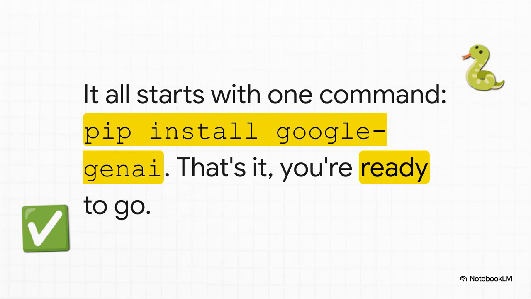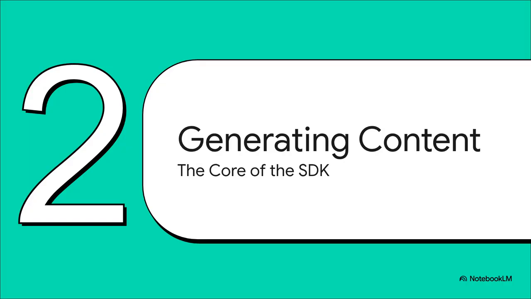The very first step is one that you've probably typed 1,000 times. It's just a standard Python package, a single line in your terminal. There's no complex setup, no hoops to jump through. You just type pip install and you're ready to start building. It's that simple.